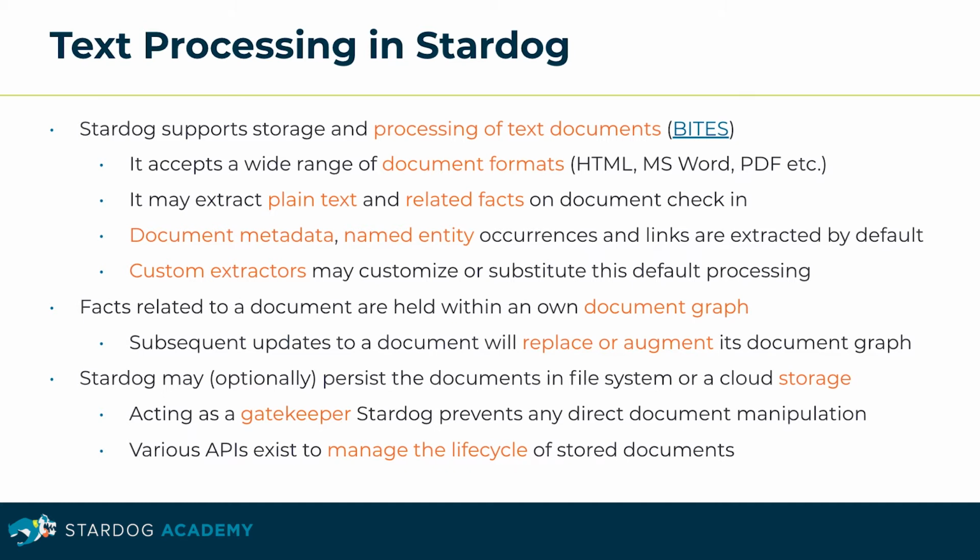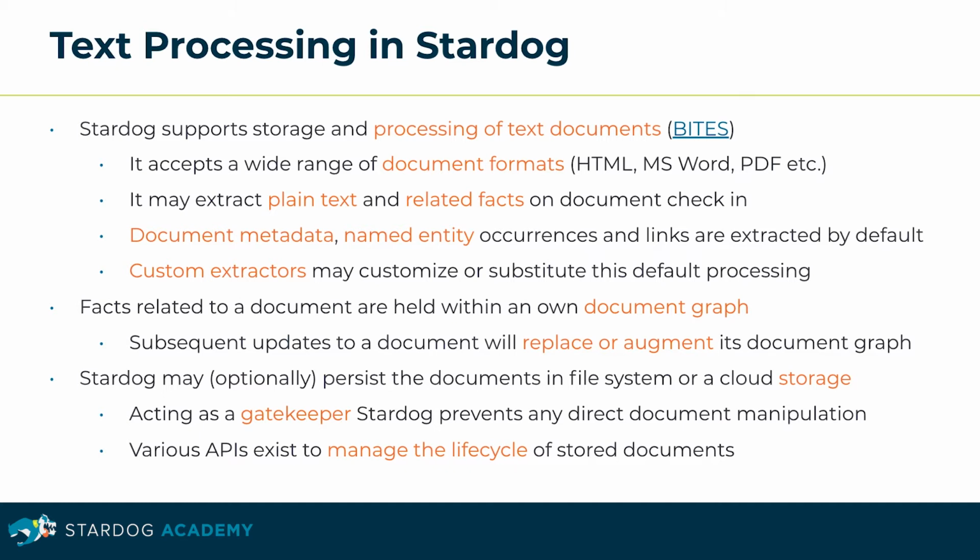It may extract plain text and related facts when the document is checked in. By default, these facts comprise document metadata such as format or size and named entities such as organizations or places that were recognized in the document and optionally linked to graph resources. This default processing may further be customized or entirely substituted by custom components called extractors. Facts related to a document are held within a dedicated document graph.